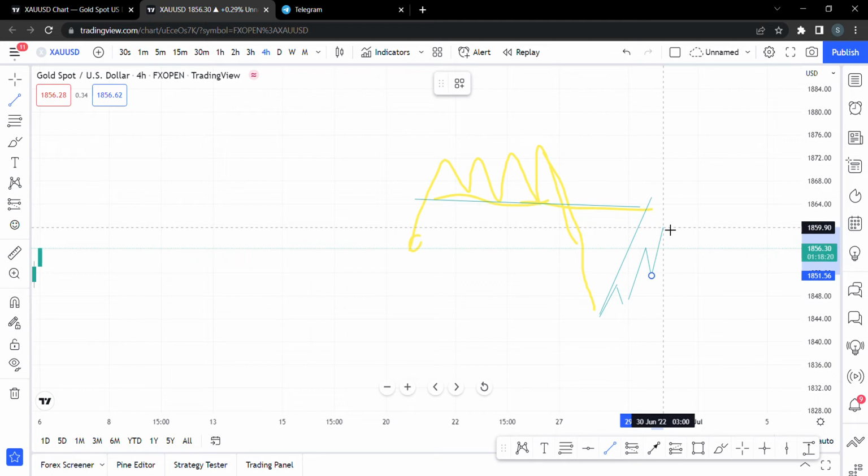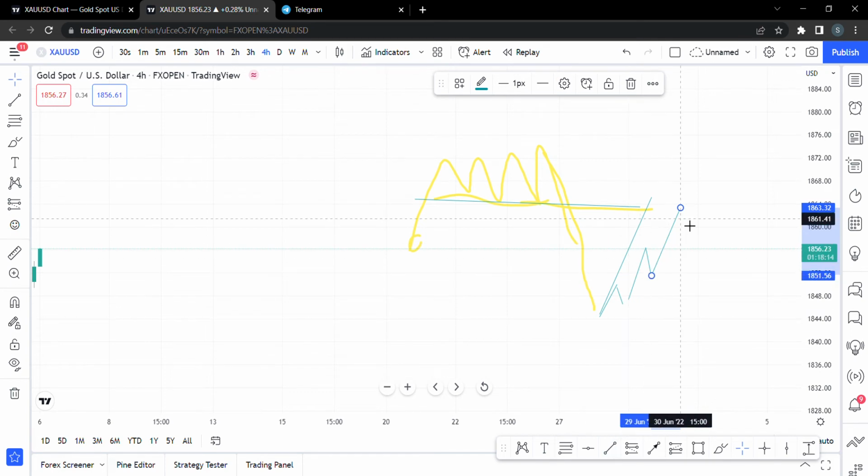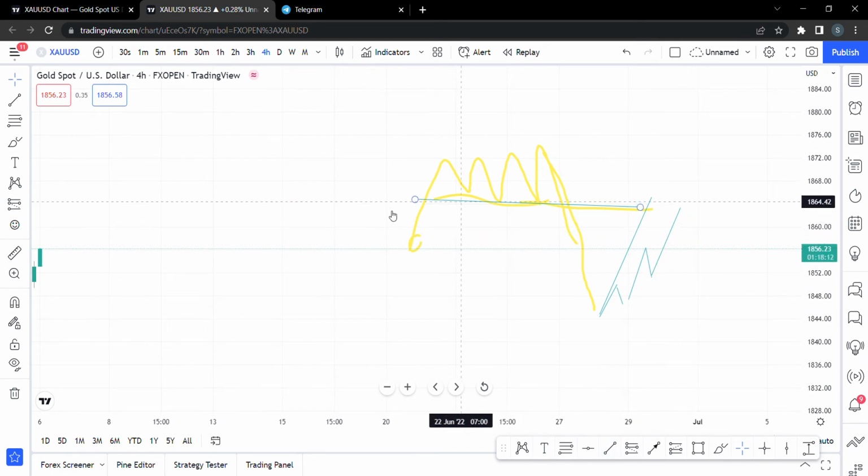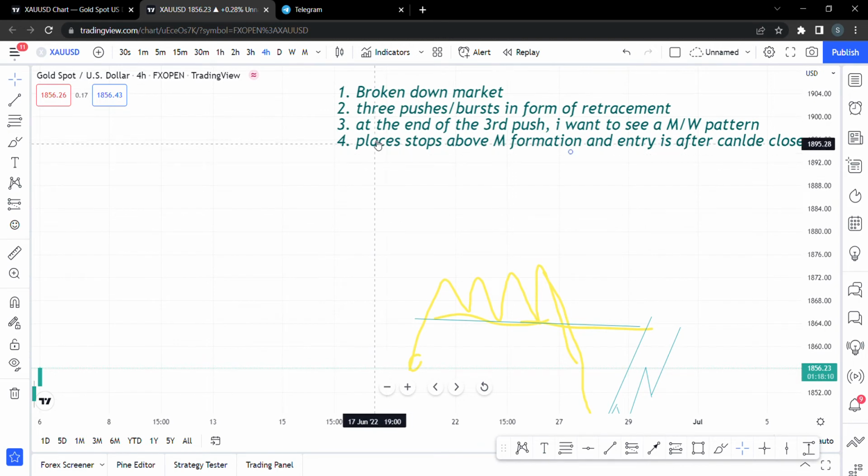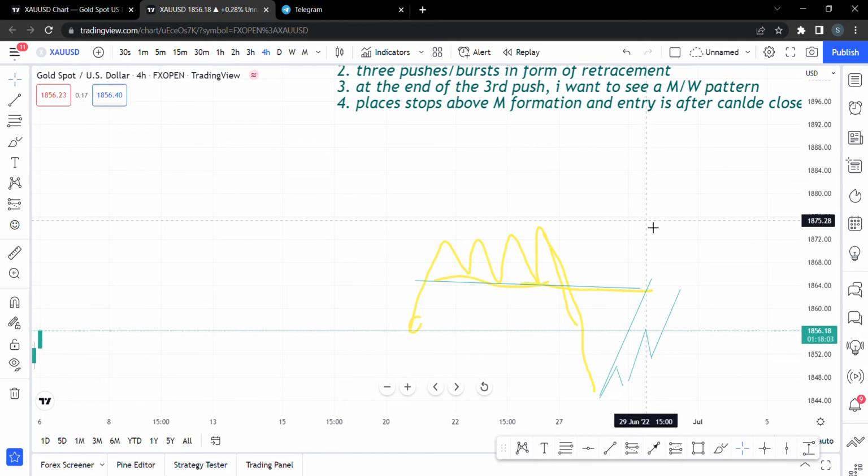And then a third push. So at the third push, it says I want to see an M or W pattern. Now, this M or W pattern, I want to see it like this.